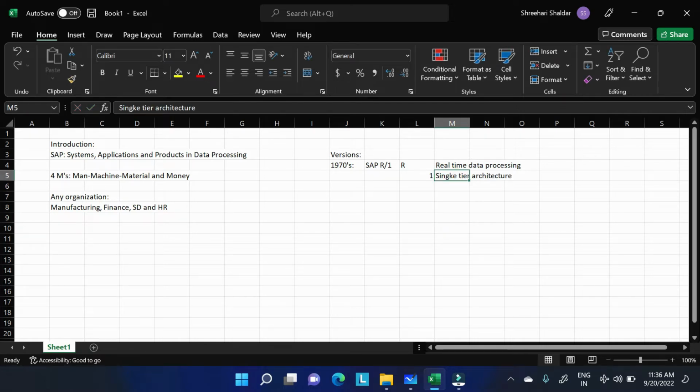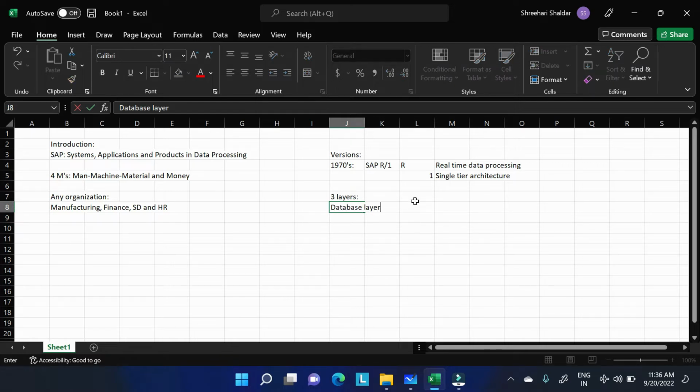What does single tier architecture refer to? We have 3 different layers in the system. What are these 3 layers? The first is the database layer, where all the information is stored. The second is the application layer, where whatever processing is needed will happen. And the final one is the presentation layer.